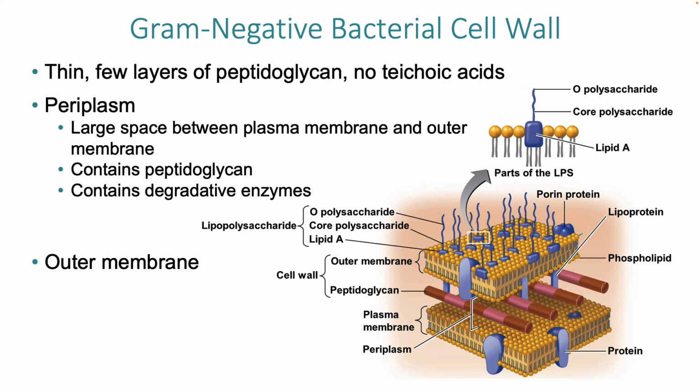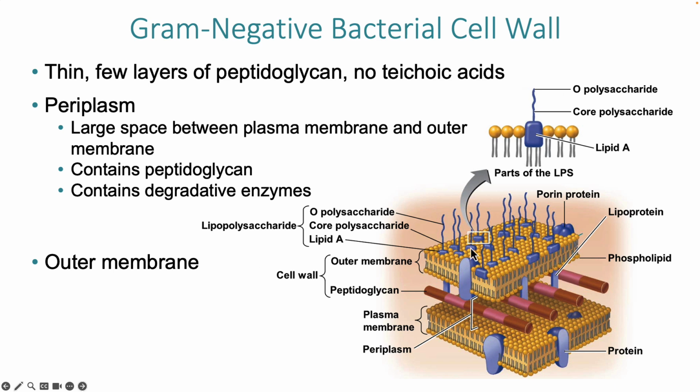Technically, when we're talking about the gram-negative cell wall, we are actually talking about both the outer membrane and the peptidoglycan. The outer membrane is different from the plasma membrane. The plasma membrane looks very normal. This is what we expect.